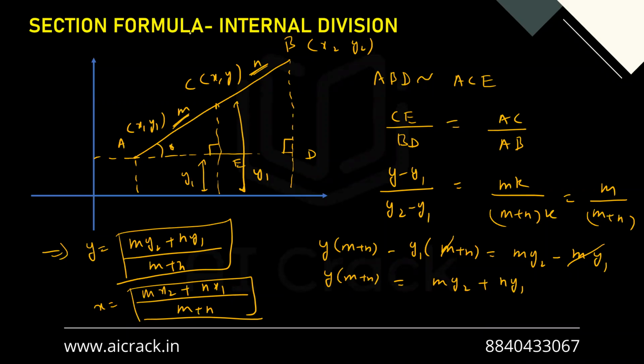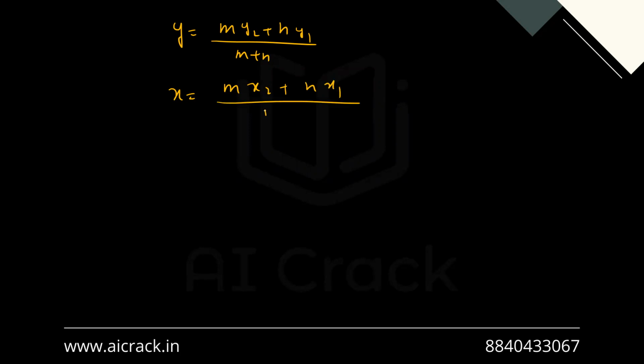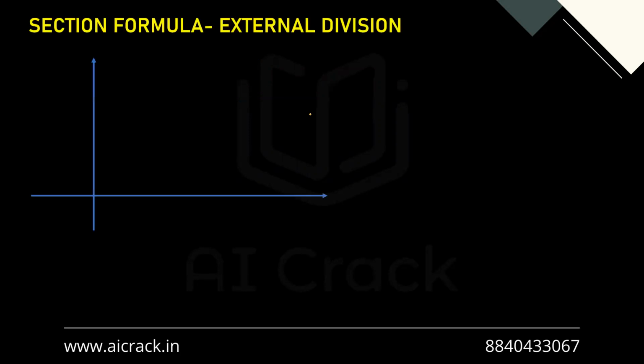I'll write it over here once again to make it more clear. Y equals (m y2 plus n y1) divided by (m plus n), and x equals, sorry, this is m by 2, n by 1. This would be (m x2 plus n x1) divided by (m plus n).